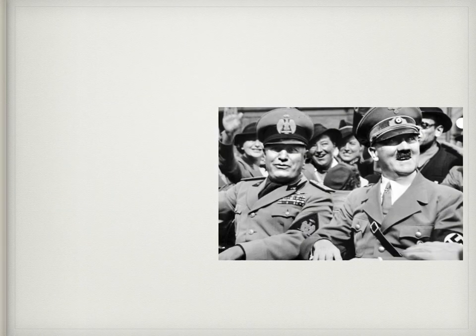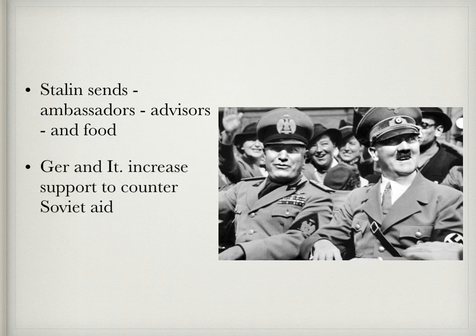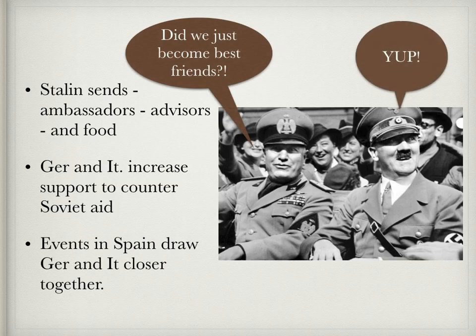So what Stalin does send over to Spain are ambassadors, advisors, and much needed food. As a result, Germany and Italy will increase their support to counter the Soviet involvement. Germany and Italy officially have a joint front now against communism in Spain. No longer just giving aid, they have troops, material, and supplies. Events in Spain drew Germany and Italy closer together. The Rome-Berlin axis.